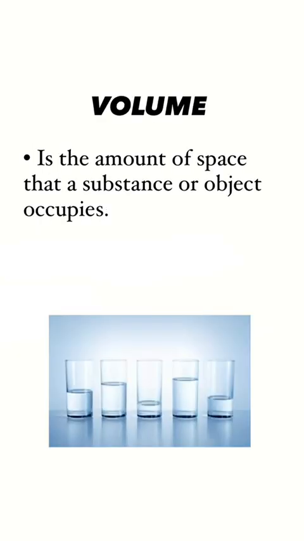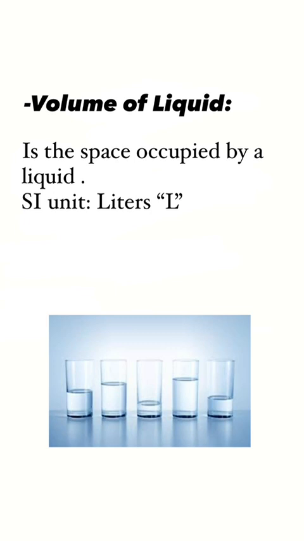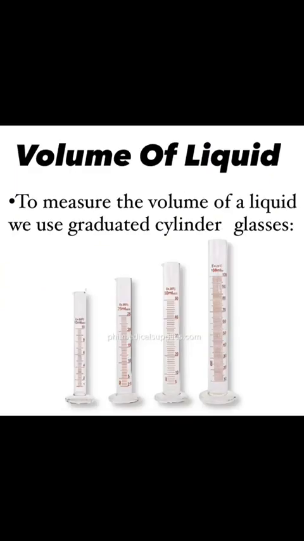Volume. Volume is the amount of space that a substance or object occupies. For liquids, the volume of a liquid is the space occupied by the liquid. The SI unit of a liquid's volume is liters. To measure the volume of a liquid, we use graduated cylinders. In the adjacent figure, we see some examples of graduated cylinders that differ in their sizes.